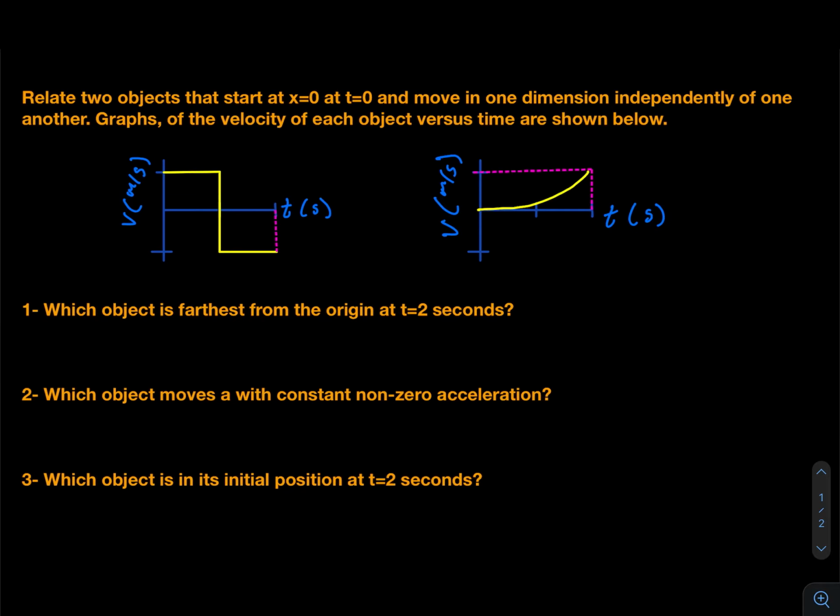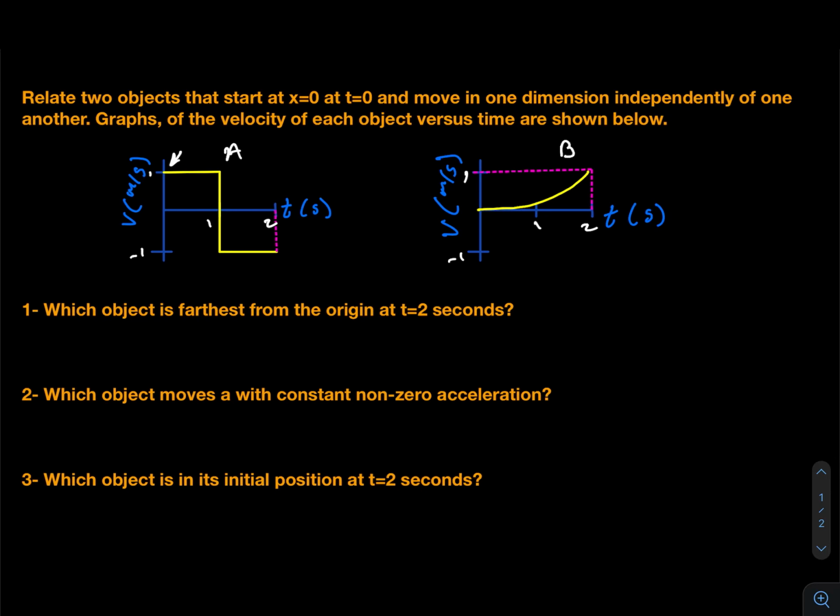So we need to look at these graphs and determine which one is further from the starting point. If we look at the first one over here, it has a starting velocity of 1 meter per second, and this is -1 down here, +1, -1. This is time of 1 second, time 2 seconds. When you look at these graphs, the first one we will call object A, and this one over here, we'll call object B.